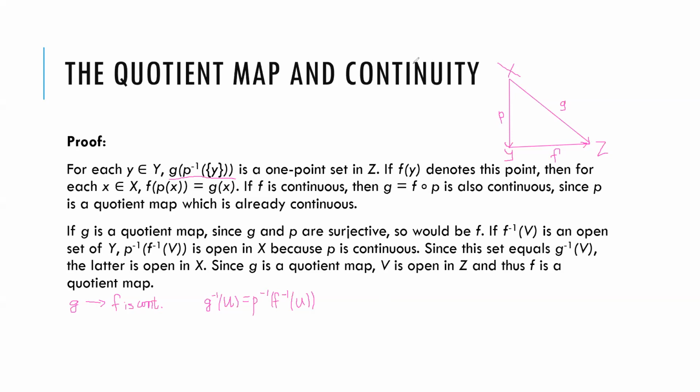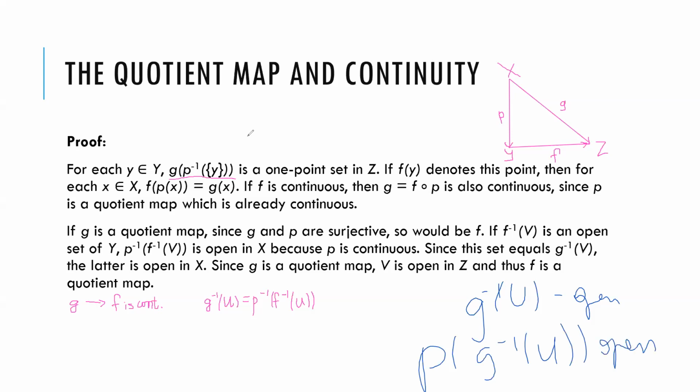Sure. Okay, so basically if we do something like, let's say G inverse U should be open, and then because P is a quotient map, then P of G inverse U should be open too. And then basically what it means is that we always have this, and this should be F inverse U.